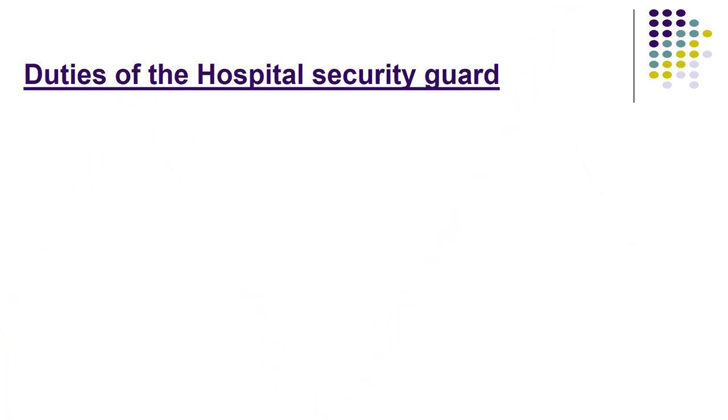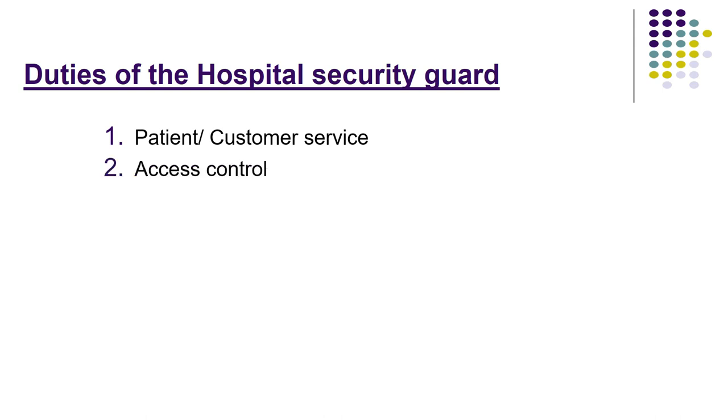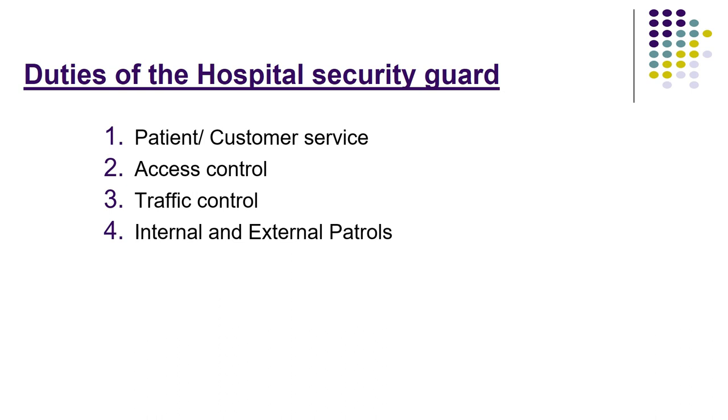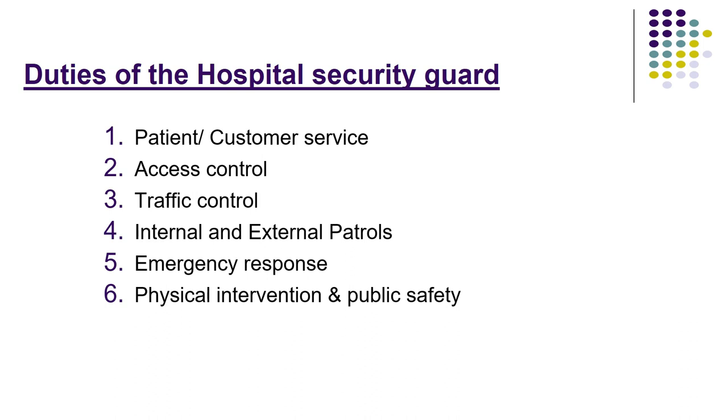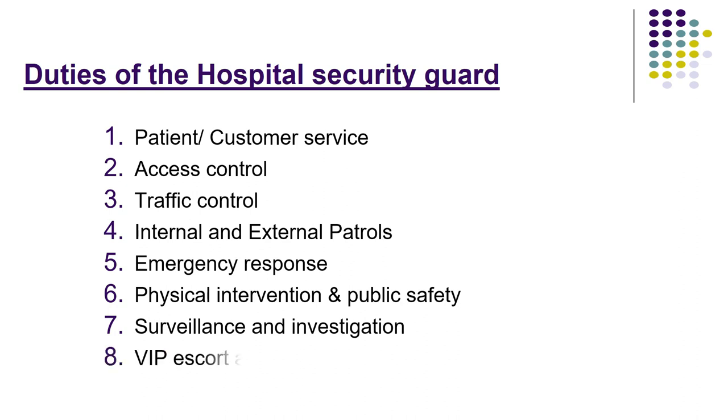Duty of the hospital security guard. What are the duties of the hospital security guard? Now we come to the point. Number one, patient and customer service. Number two, access control. Number three, traffic control. Number four, internal and external patrol. Number five, emergency response. Number six, physical intervention and public safety. Number seven, surveillance and investigation. Number eight, VIP escort and protection. These eight are the common duties of the hospital security guard.